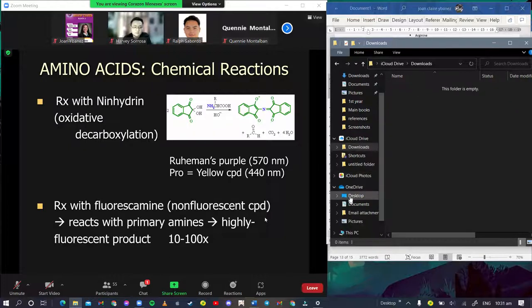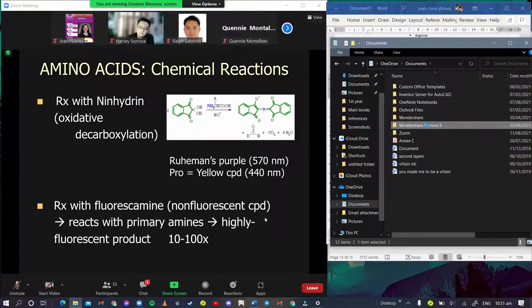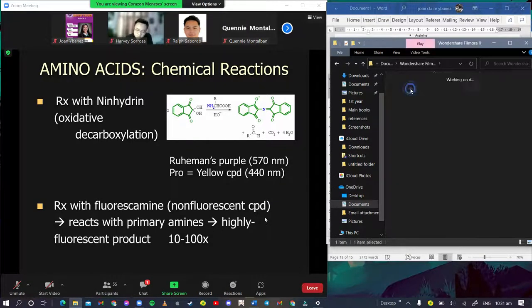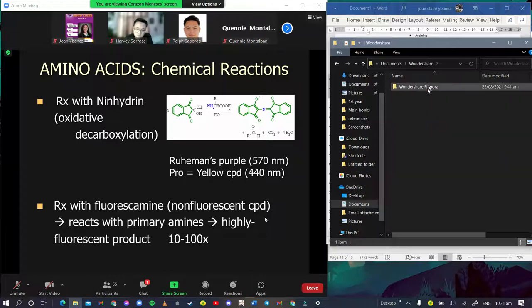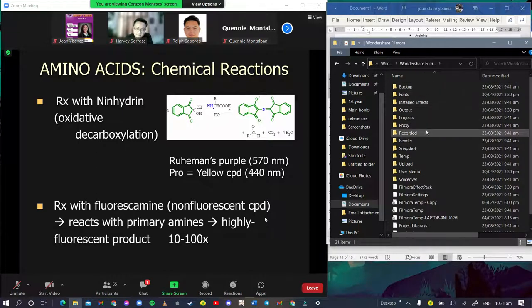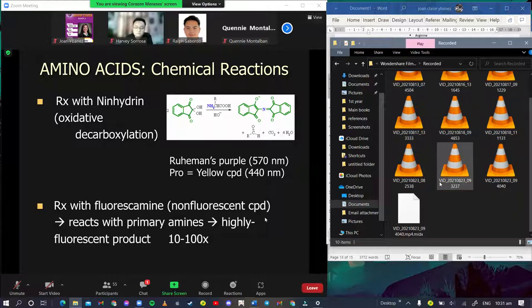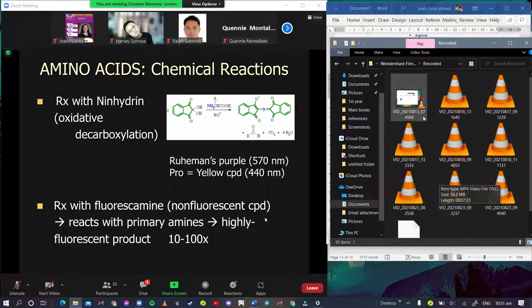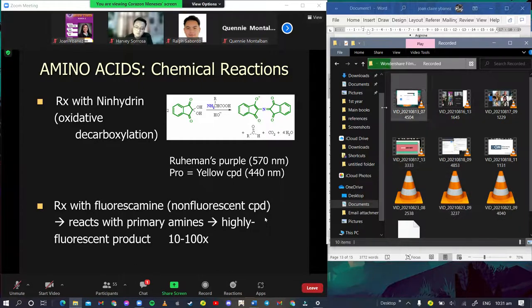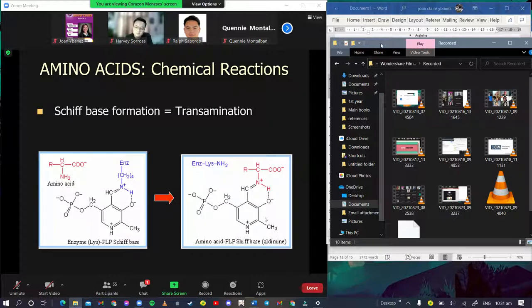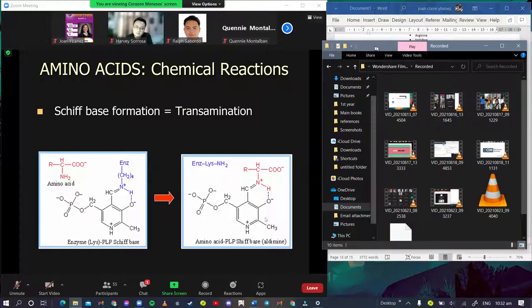So its sensitivity is 10 to 100 times better than the amino acid mixture or the protein reacting with your ninhydrin. So remember, with the use of ninhydrin, the reaction involved is oxidative decarboxylation. And then the other one, it will not give color, it will give light. Okay. So this is an example of Schiff base.